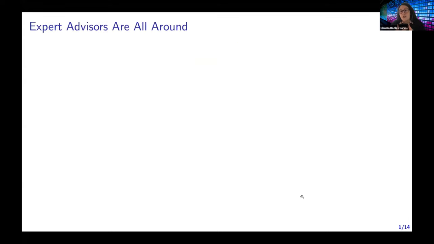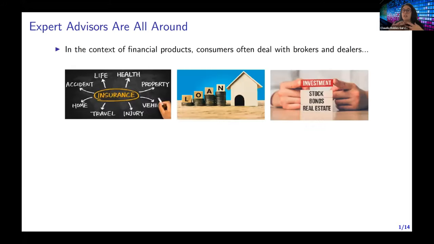So the first thing you need to realize is that many transactions nowadays actually happen via intermediaries acting as expert advisors. When you think in the context of financial products, for example, consumers often deal with brokers or dealers when they're thinking about buying insurance products, personal loans, mortgages, or any sort of investment products. We see that many households decide to hire some sort of financial advisor.